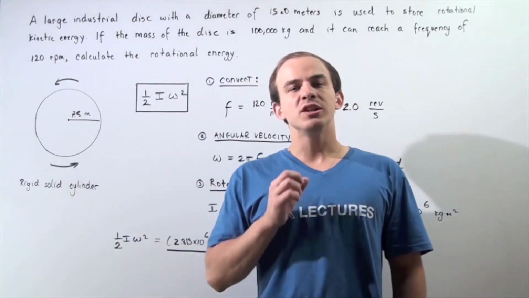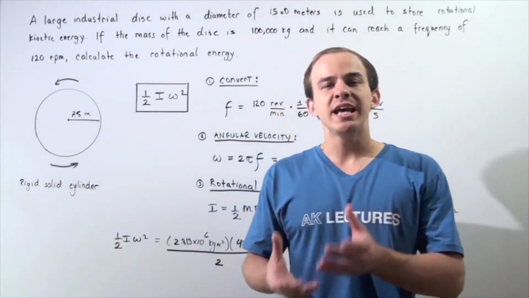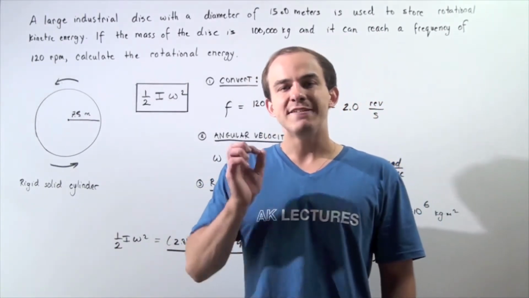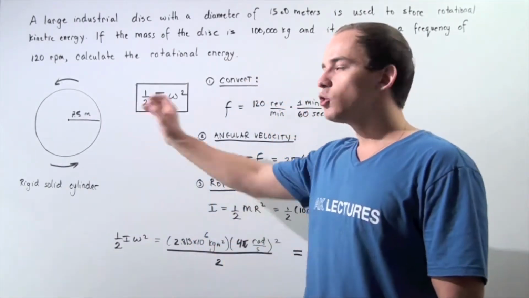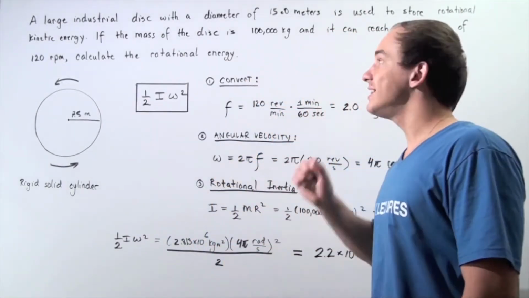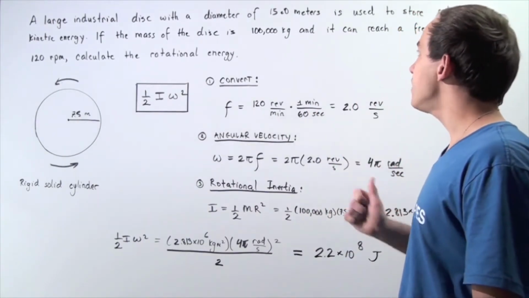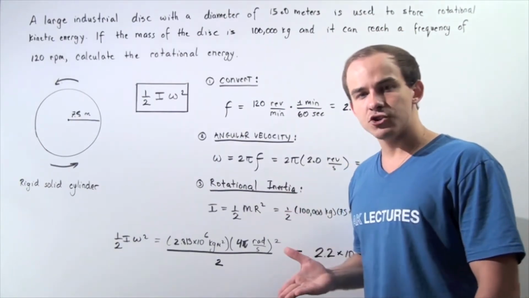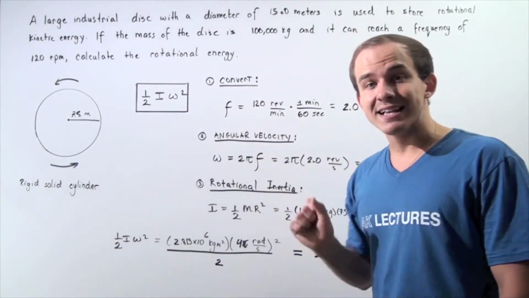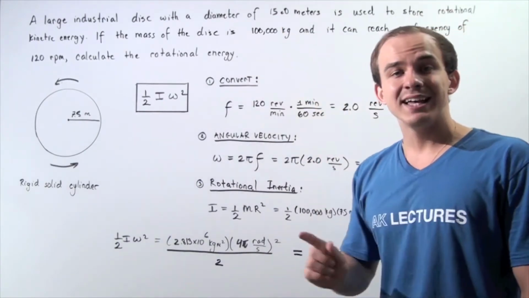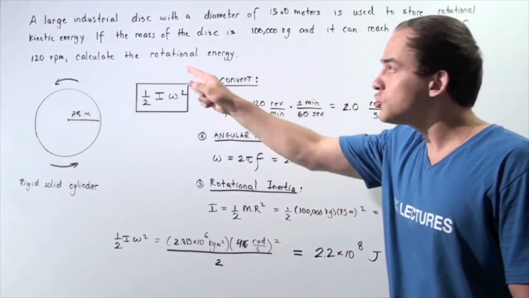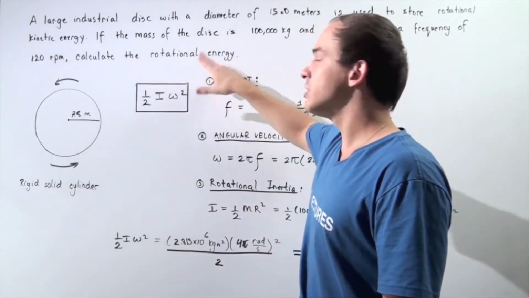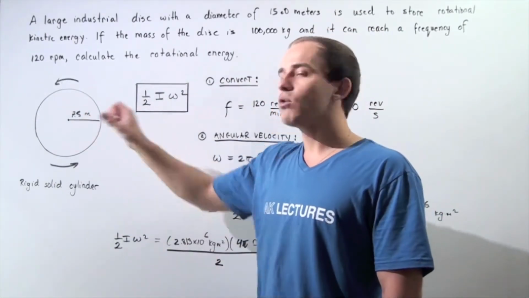In this example, we would like to calculate how much rotational kinetic energy is stored in a certain object that is rotating about a fixed axis of rotation. So let's begin. Let's suppose that a large industrial disk with a diameter of 15 meters is used to store rotational kinetic energy. Now, if the disk has a mass of 100,000 kilograms and it can reach a frequency of 120 revolutions per minute, let's calculate how much rotational kinetic energy is stored in our object.